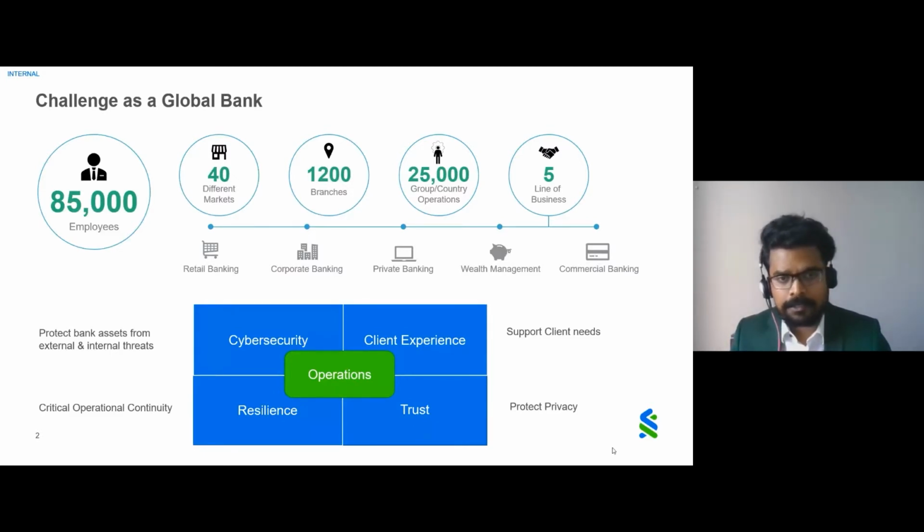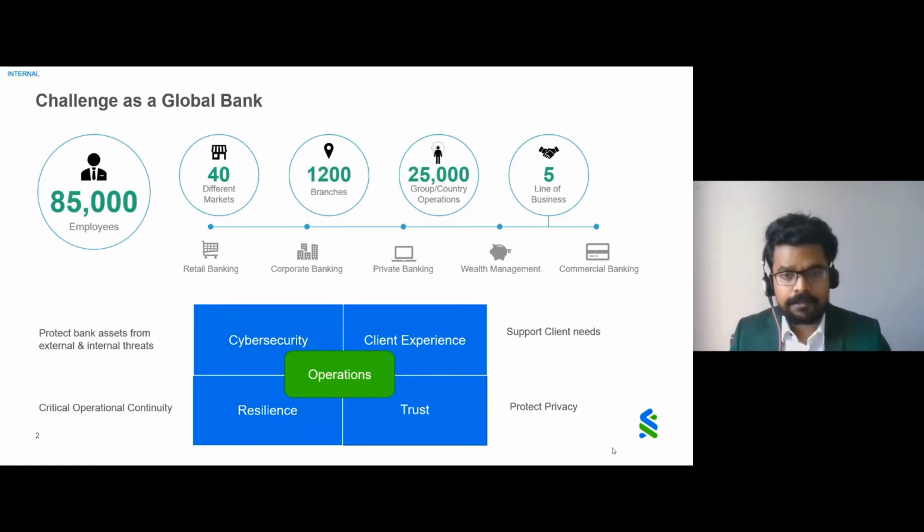Some of the key strategic objectives we would like to always deliver for our clients and also for the organization is how do we drive our four corners of operations with more intelligence. So let me explain what are the four corners of our operations. One is cyber security in terms of protecting bank assets from external and internal threats.